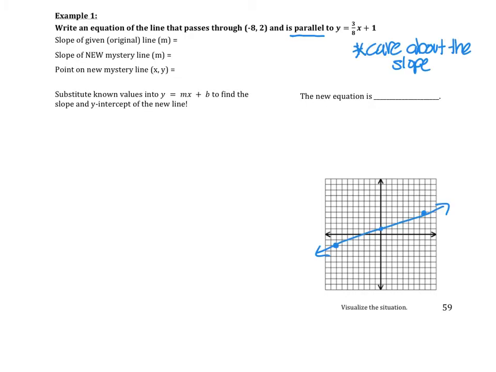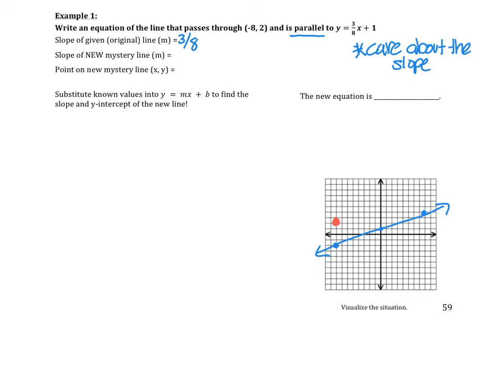I know that there's going to be an infinite number of lines that are parallel to this line. It's all the lines that have a slope of 3/8. But now, this particular line that I want also goes through the point (-8, 2). There's only one line that's parallel to my original line that goes through that point, so I need to find the y-intercept. I'll start by writing that the slope of my line is 3/8.